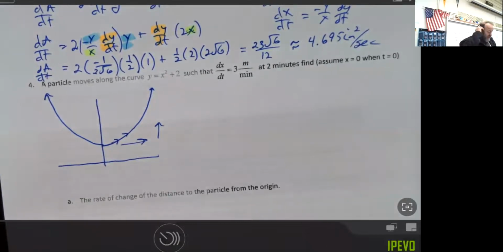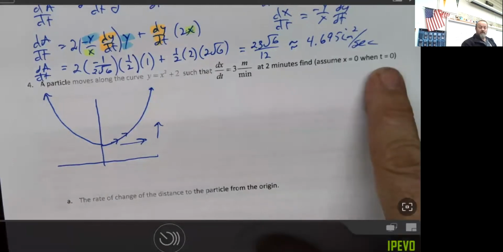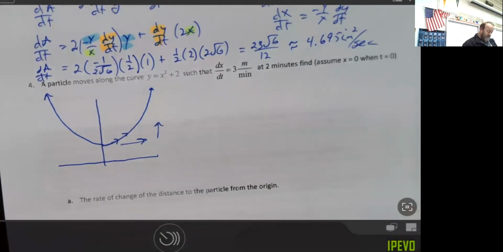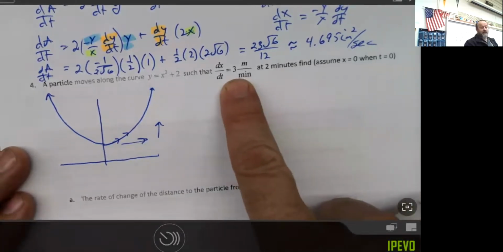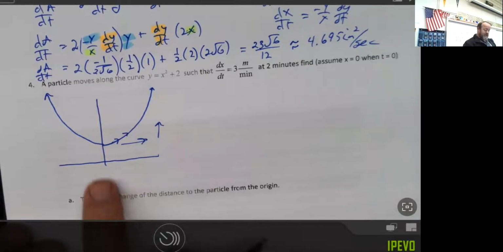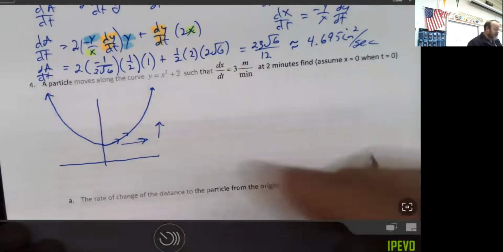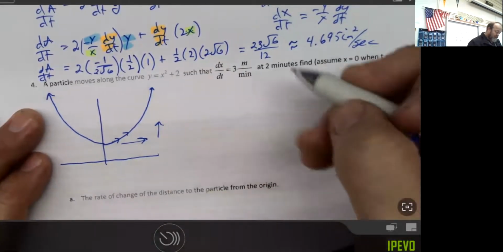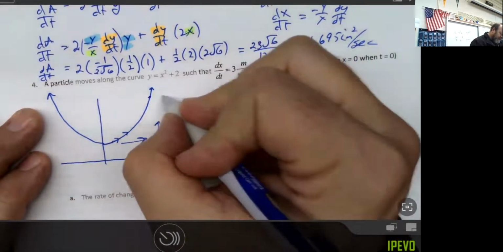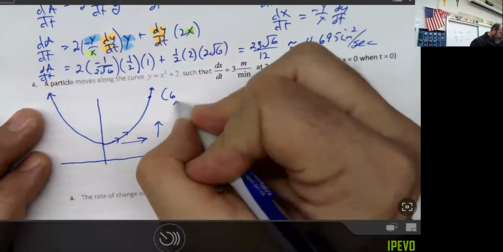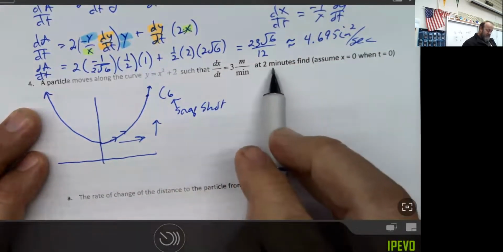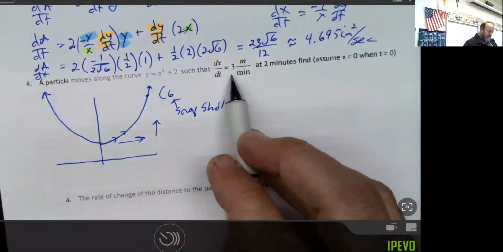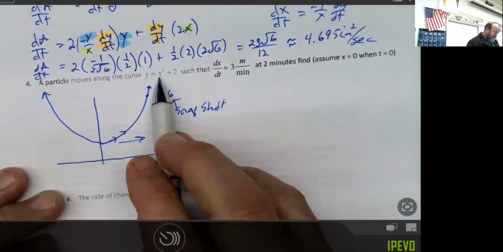Okay, and it says at 2 minutes, assuming it started out around x equals 0 at time 0, the thing has gone over 6 meters. It's a long way, so it's way over here, 6 meters over. So if we plugged in 6, what would that give me? Oh my goodness, this would be way up here. Again, this is a snapshot. It's moving. Again, hopefully that makes sense. 2 minutes, 3 meters a minute. That's 6 meters over. 6 squared is 36 plus 2 is 38.